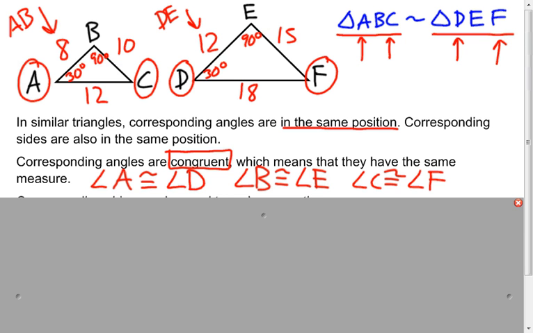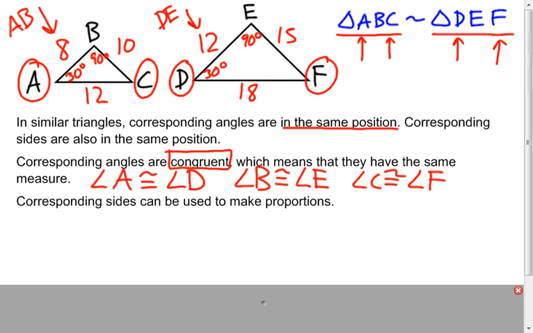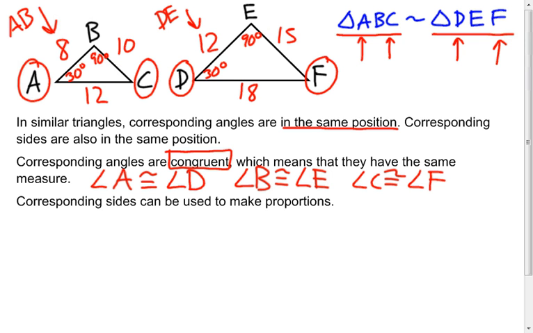Now, if we look at the sides, they are a little different. Corresponding sides can be used to make proportions. Okay, let's see what that is telling us. If I have corresponding sides, so let's say AB, that's side AB. What side is corresponding to AB? Well, if I look at my other triangle, DE is in the same position as AB. So we're going to write those two as a fraction.